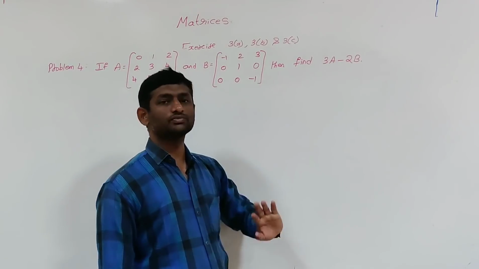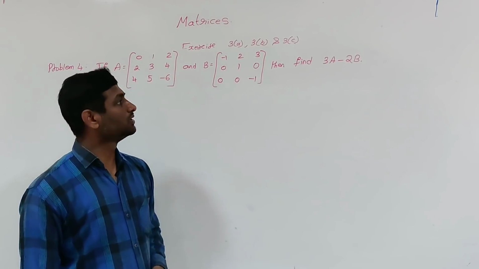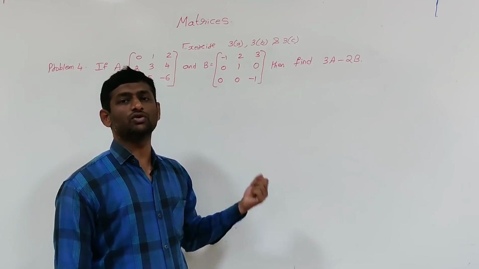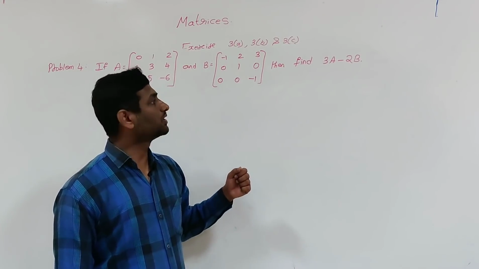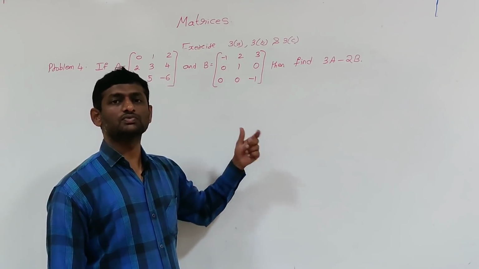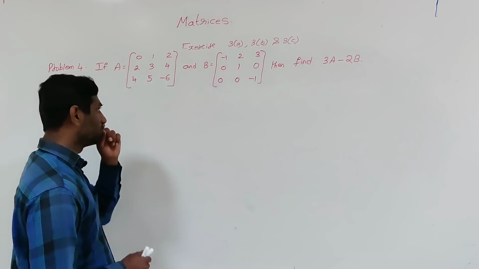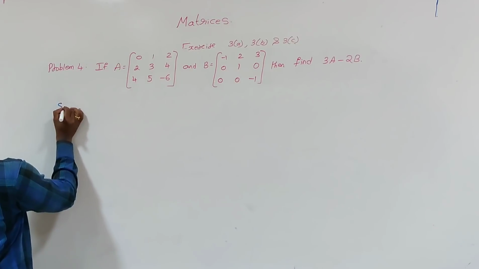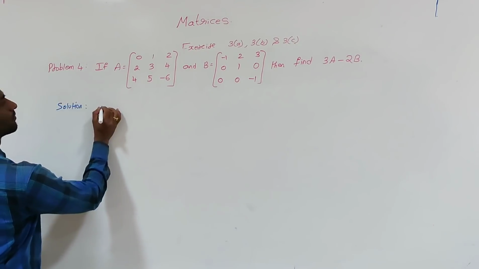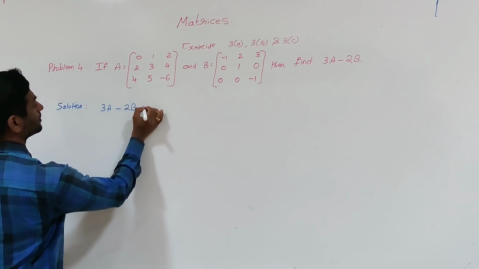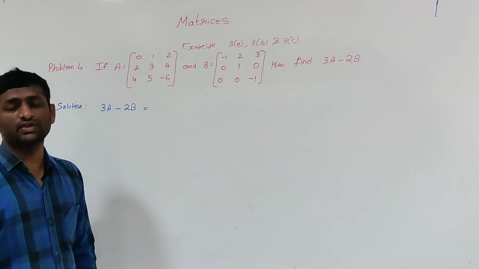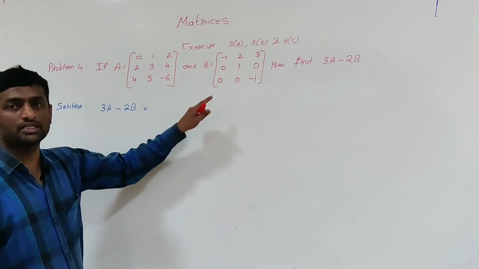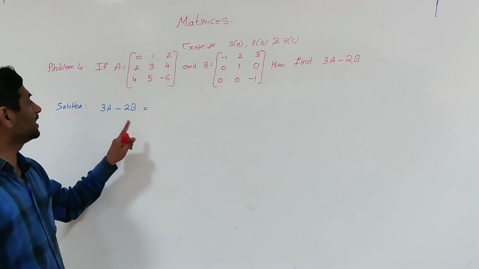So 3 and 2 are scalars. And the sign between them is a difference. Now it is a problem based on the difference of matrices. The definition of the difference of matrices is that the difference of the corresponding elements gives the difference matrix. Now we'll see the solution. First, we'll multiply each and every element of A with 3 and every element of matrix B with 2. That gives 3A and 2B.